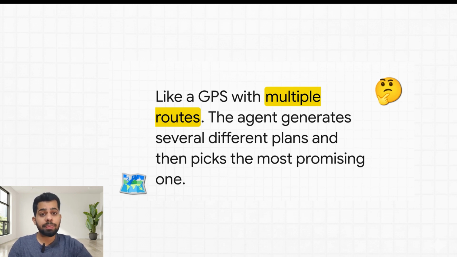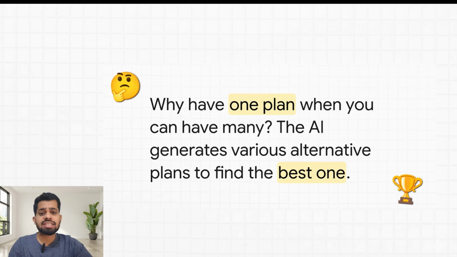It shows you multiple options and usually highlights the fastest one. LLM agents can do similar things. They can generate several different plans to reach a goal and then run them through an evaluation process to pick the one that is most likely to work. So how do we actually get an LLM to do that?